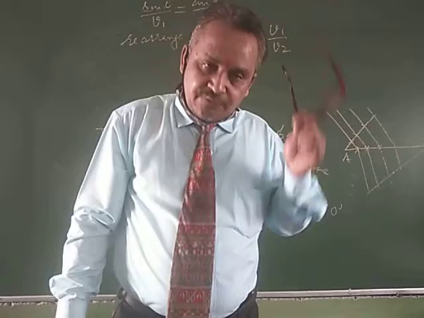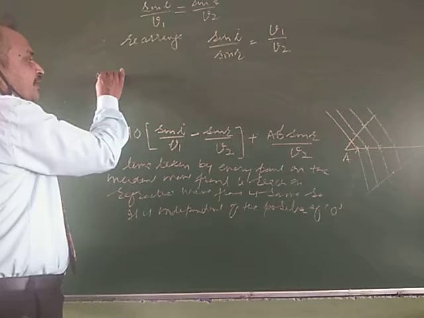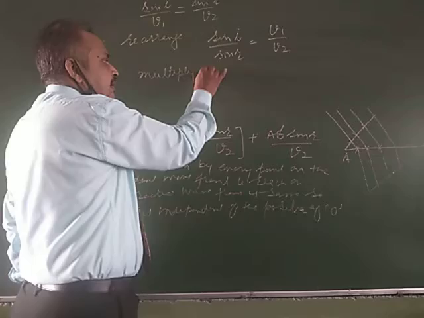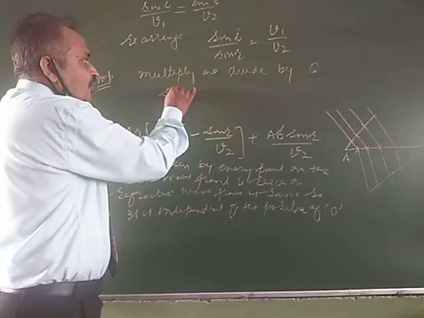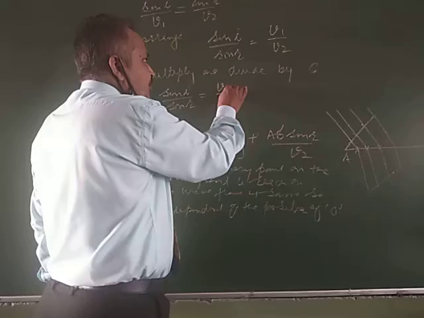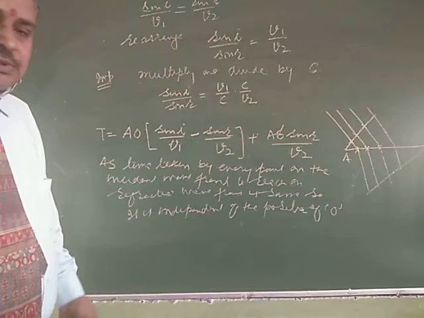Because there is no speed of light here, this is one of the very important steps. What is that? Multiply and divide by C, which is the speed of light. So what you will get? You will get sine I over sine R is equal to V1 over C into C over V2.